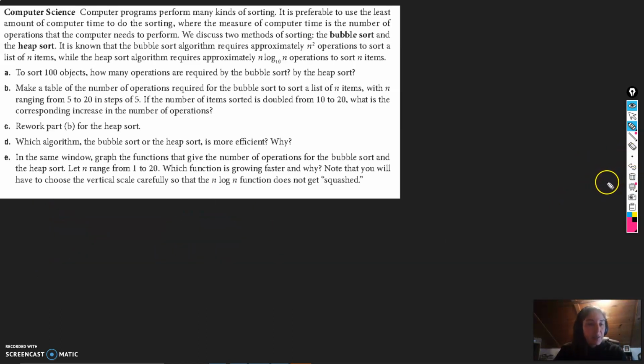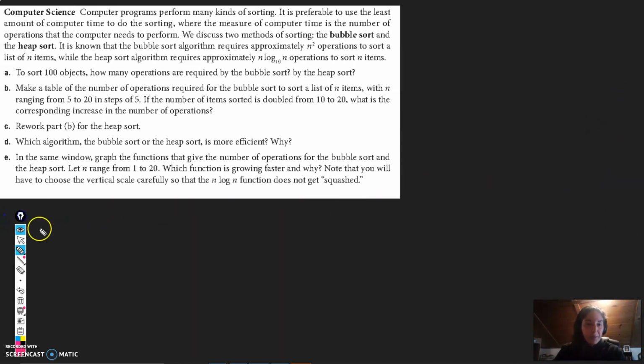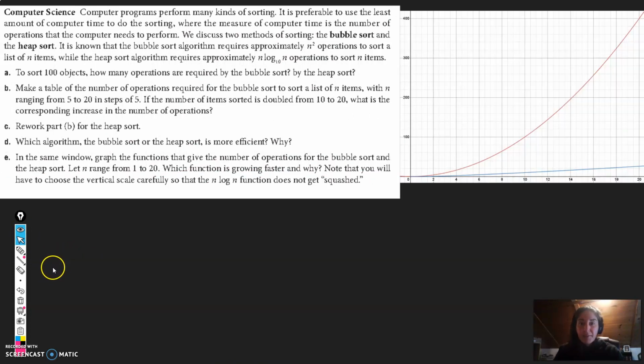Next, in the same window, graph the functions that give the number of operations for bubble and for heap. Let n range from 1 to 20. Which function is growing faster and why? Note that you still have to choose the vertical scale carefully. All that to say that I graphed this already, and here it is. Can you guess which one is which? The red line is bubble.